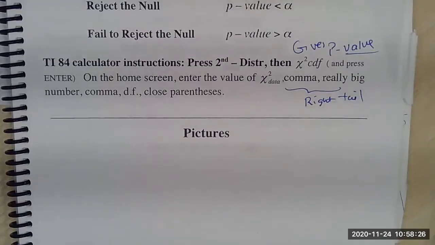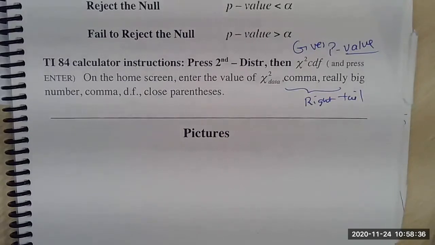P-value gets you the result, reject or don't reject the null. But if you ask for the picture, then you're going to have to go to the table and do your picture, do your shading and all that stuff. But the data value must be found by the formula. I can't come up with any way of doing it with the calculator.